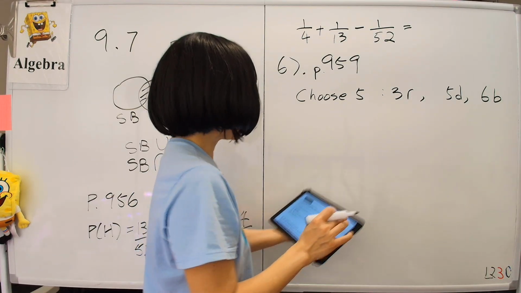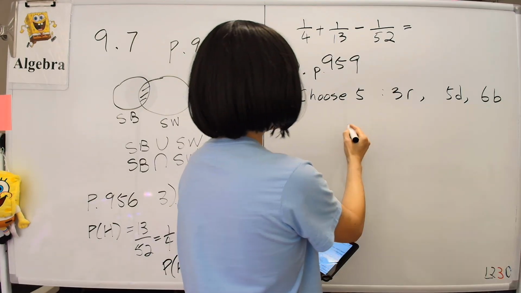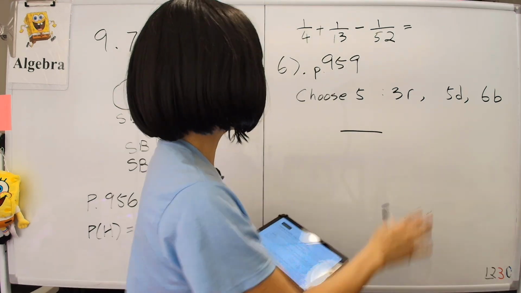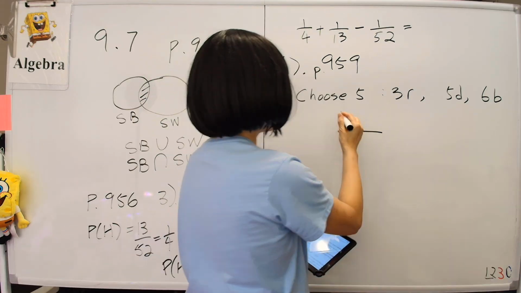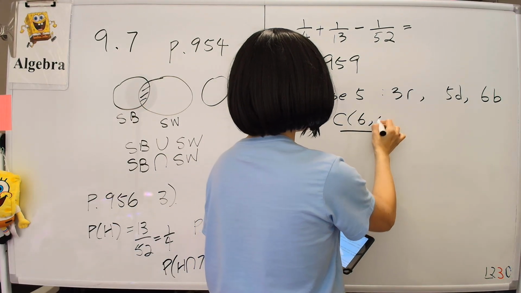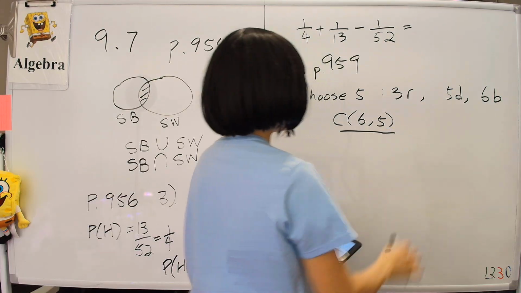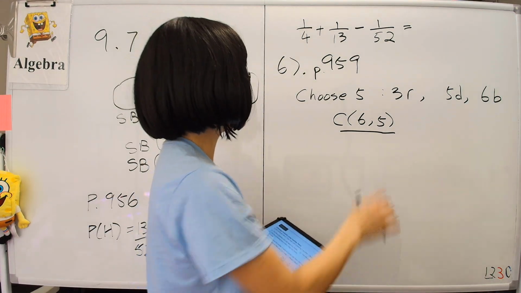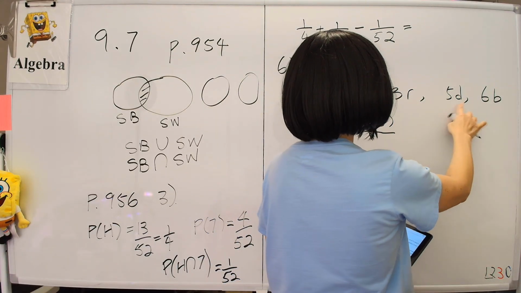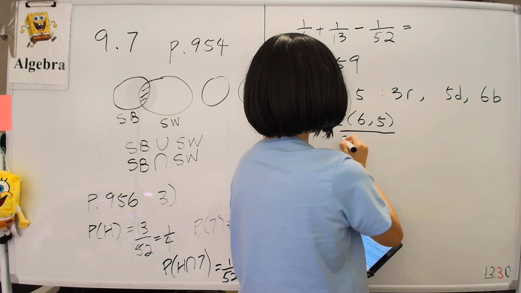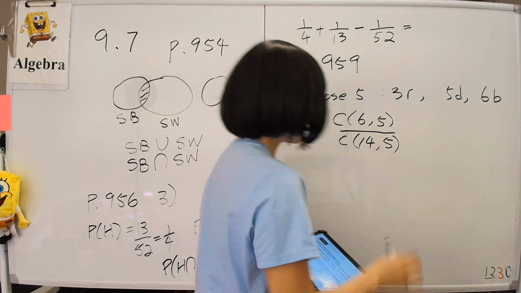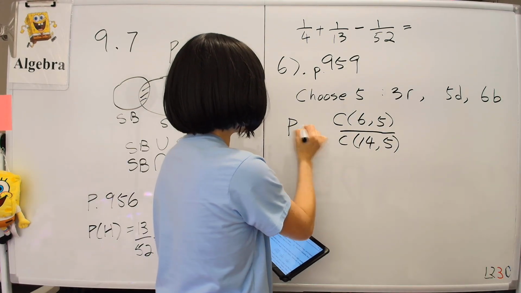On the top, the probability is the number of ways of choosing bears. There are 6 bears, so we need to choose 5. So the total number of ways of choosing bears is C(6,5). And on the bottom is the number of ways of choosing 5 toys out of all this stuff. How many things are there? That's 8 plus 6, which is 14. So it's C(14,5). And then we divide, and that is the probability.